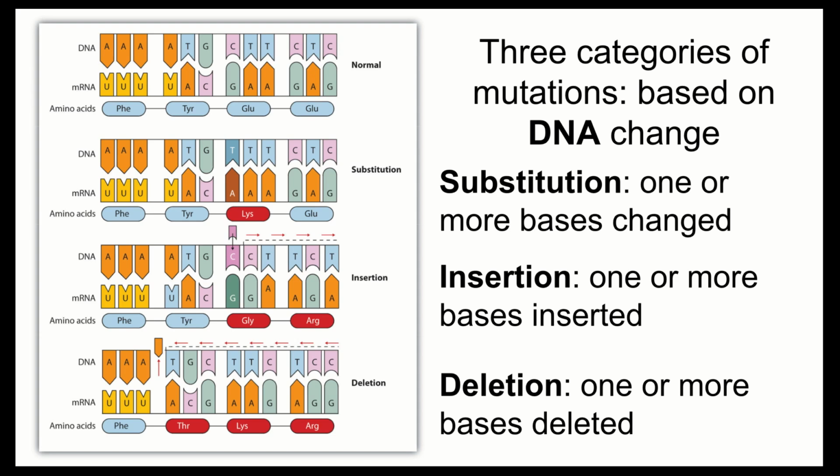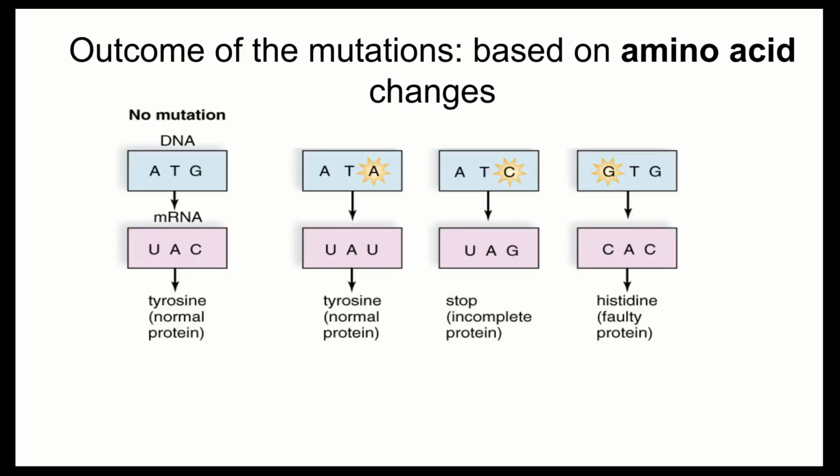So we divide up our categories of mutations based on different things. First, the change to the DNA. Did we substitute a letter? Did we insert some letters? Did we delete some letters? But then we also have to look at the outcome of the mutations, which is the change to the amino acids. And again, we've got different categories, 3 different categories here.